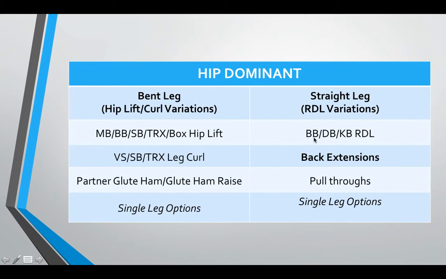RDLs, straight-legged. You do it with a barbell, dumbbell, kettlebell. Do it on a single leg. Make it a little more difficult again. Everything's the same. So there's just variations, progress accordingly, but you got to base this off of your athlete's training age.